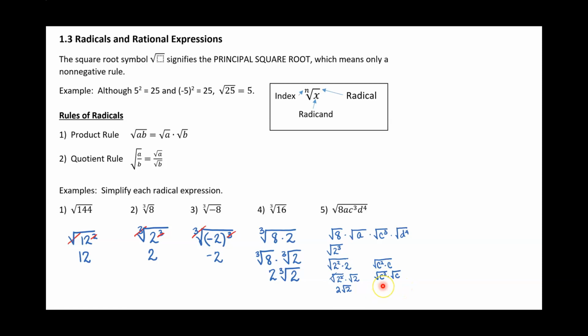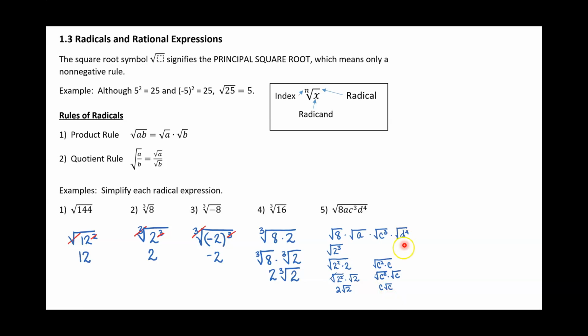So then I can say the square root of c squared. The square root and the square cancel each other out. Can't do anything with this square root of c, so it's just left over. So the exact same way it worked with a number. When I had the square root of 2 cubed, I got 2 square roots of 2. When I had the square root of c cubed, I got c square roots of c. All right, so constants or variables are going to work the same way.